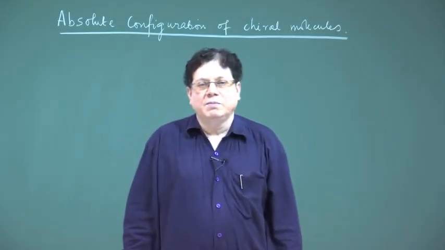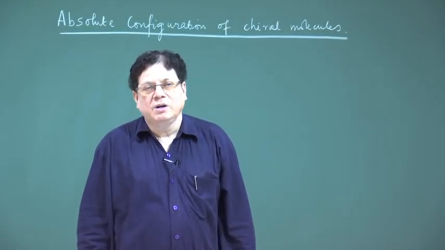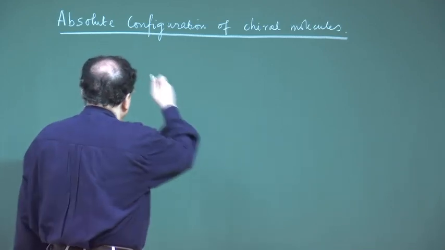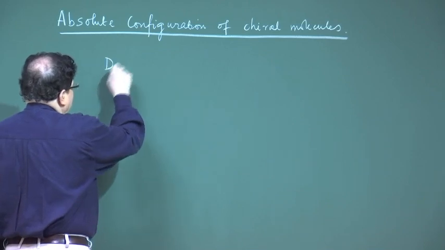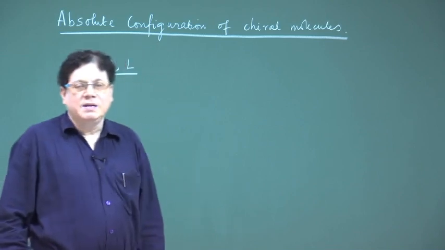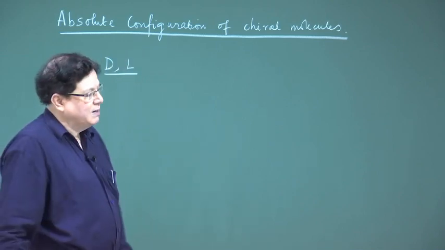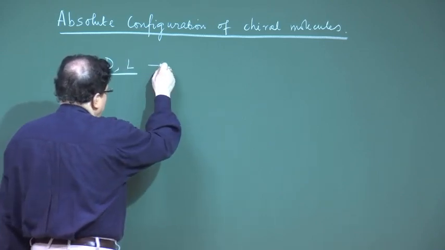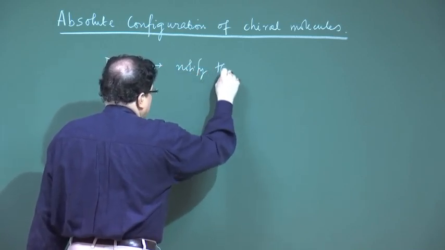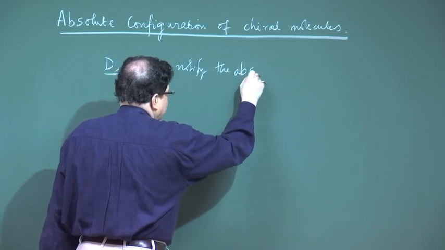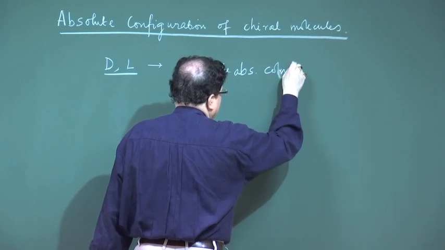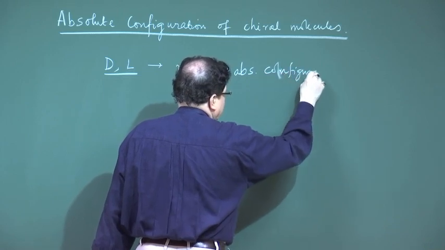Okay, last time we discussed the absolute configuration of chiral molecules, and we introduced the first system, called the D and L, capital D and capital L system. This is a system to notify the absolute configuration. I again remind you what absolute configuration is: it is the absolute arrangement of the groups in three-dimensional space.